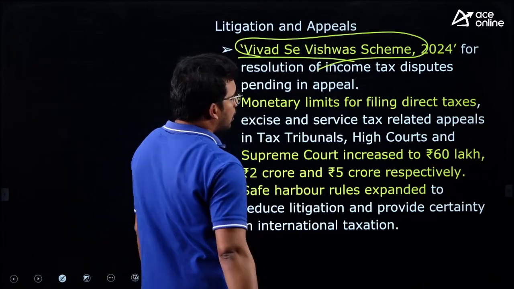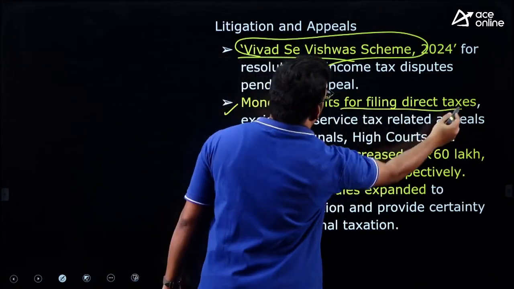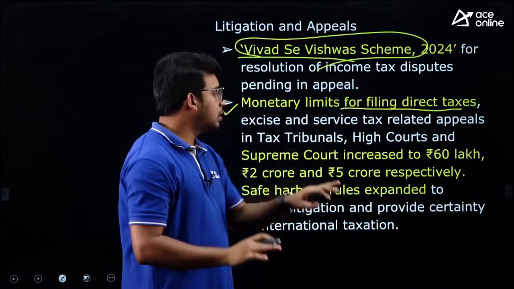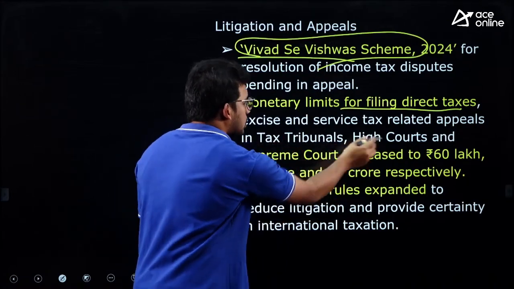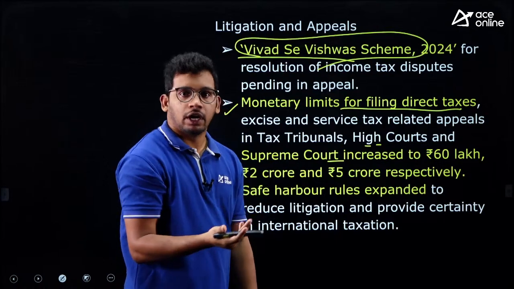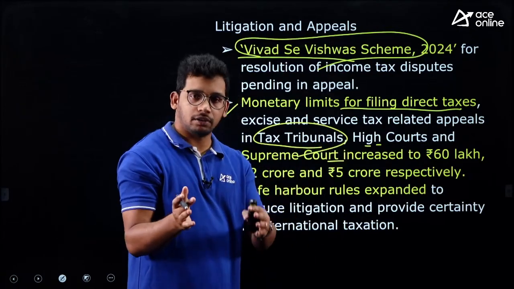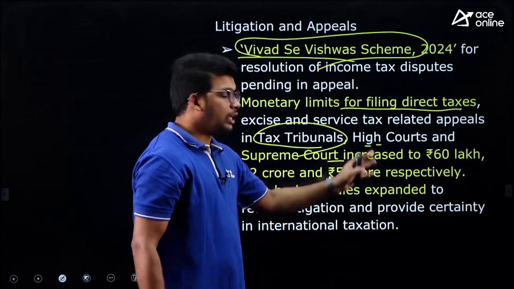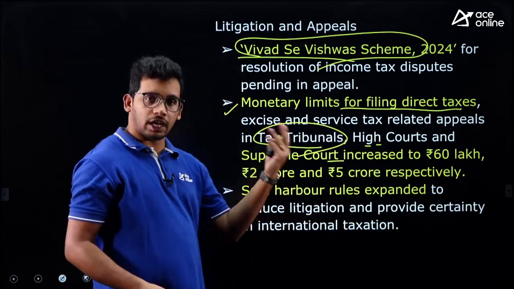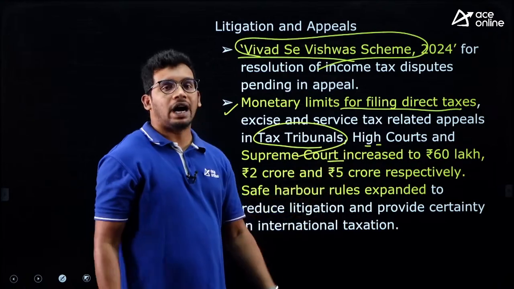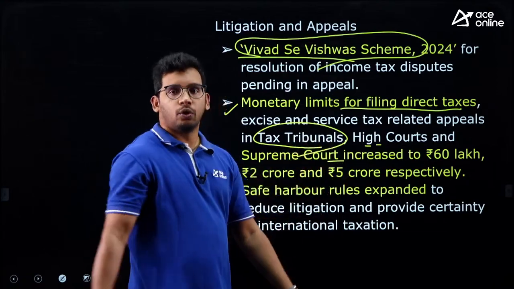Now they are like monetary filing direct taxes. So rather than directly going to the high courts and supreme courts, you come to the tax tribunals, means local courts, so that this won't be delayed. If it is directly to the high court, it will take a lot of time, lot of money and all. So now they are asking to shift to the local tribunals.